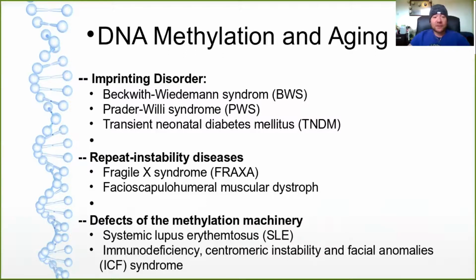We have repeat instability diseases such as Fragile X syndrome and various muscular dystrophies. And we have defects of methylation machinery, which can cause diseases such as systemic lupus erythematosus, an autoimmune disease, and immunodeficiency diseases as well. So there are lots of diseases that can be caused by failures in gene regulation.